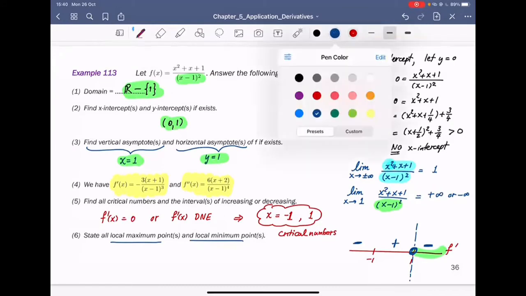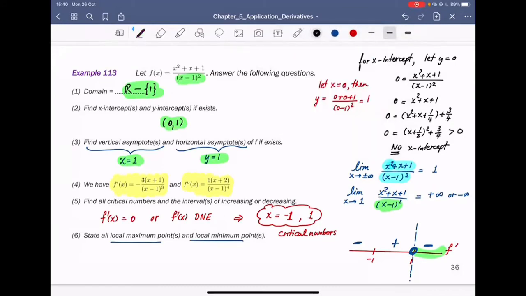So we're gonna have only the -1 here, where you have a negative sign on the left and a positive sign on the right. So this is going to be your local min. The local minimum is attained at the point x equal to -1. So let's compute that. If x equal to -1, what is going to be your y? So f of -1 is (-1) squared plus -1 plus 1, over (-1) squared.